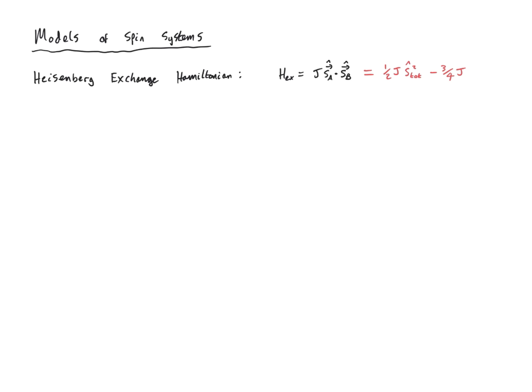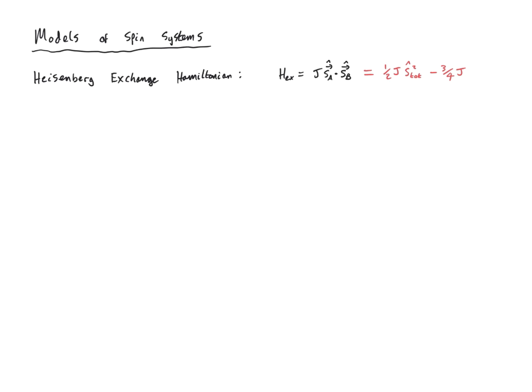Now, the constant here of minus 3/4 J doesn't really matter. It doesn't affect the dynamics of the system because it just shifts up all of the eigenstates by a constant amount. Often, this term would just be neglected from the Hamiltonian altogether. However, I'll keep it in the analysis on this page just so we can compare to the original Hamiltonian involving SA.SB. This alternative expression for the exchange Hamiltonian for two particles is useful because it allows us to immediately write down the eigenstates and eigenenergies of this Hamiltonian.